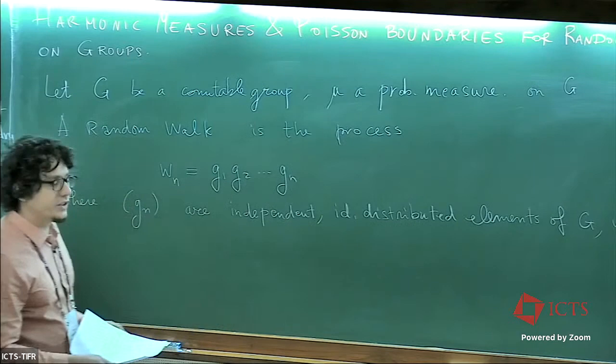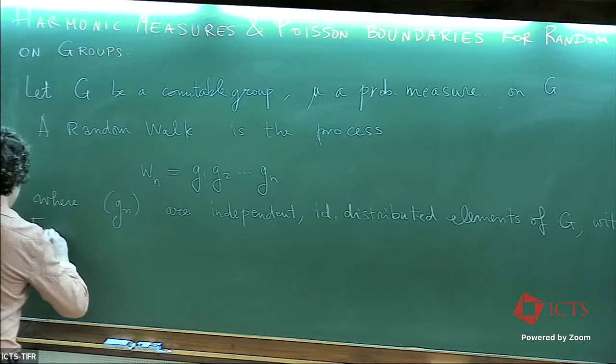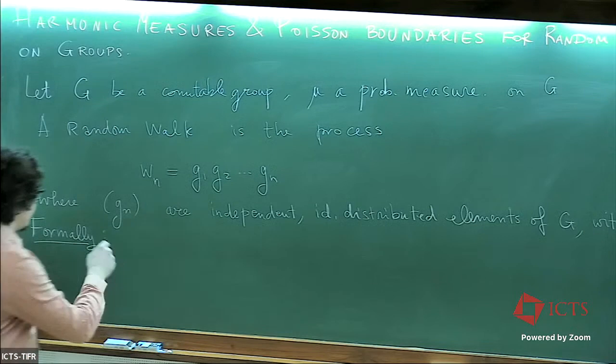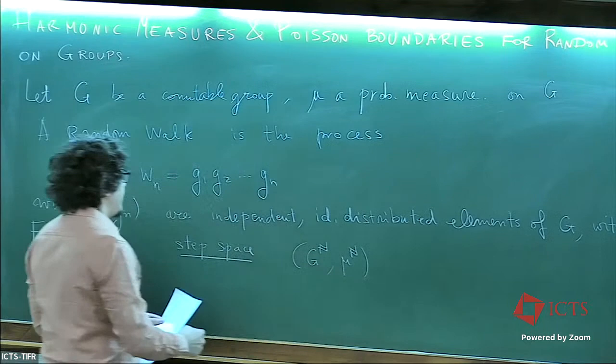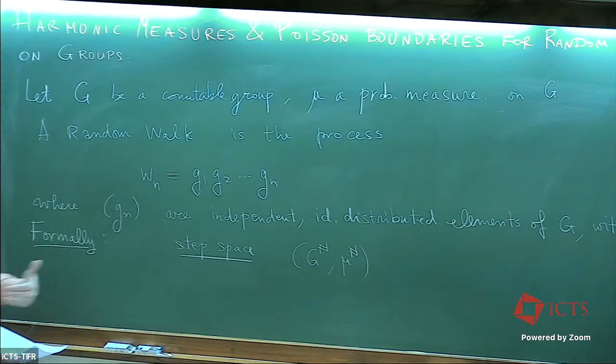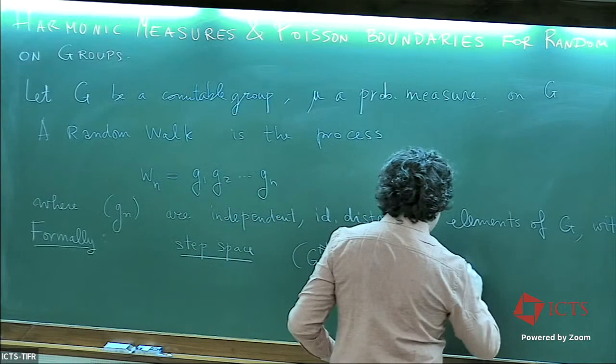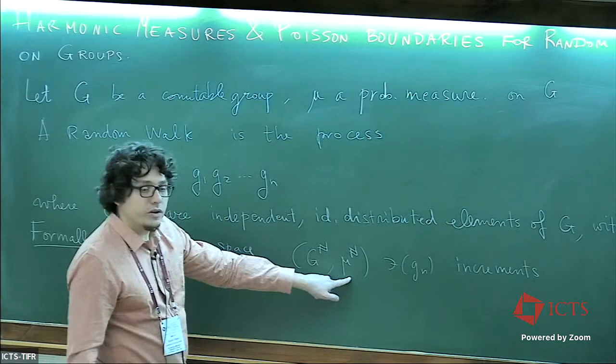Okay, so more informally, we want to introduce the following spaces. We have two spaces. The first is what's called the step space. The step space is the product space G^N with the product measure mu to the N. This is the space where these gi's live. We think of the gi's as the increments of our random walk. These are called increments. And the fact that we take the product measure means indeed that these increments are independent and identically distributed.